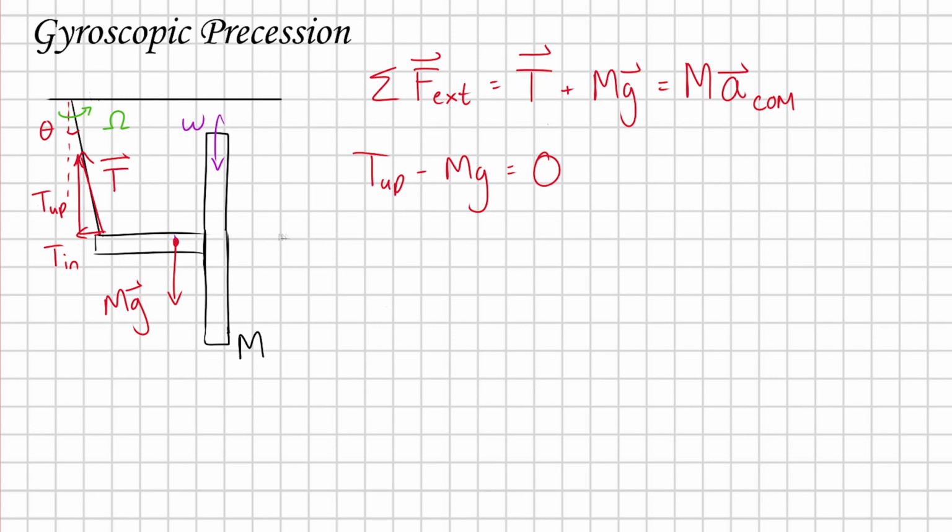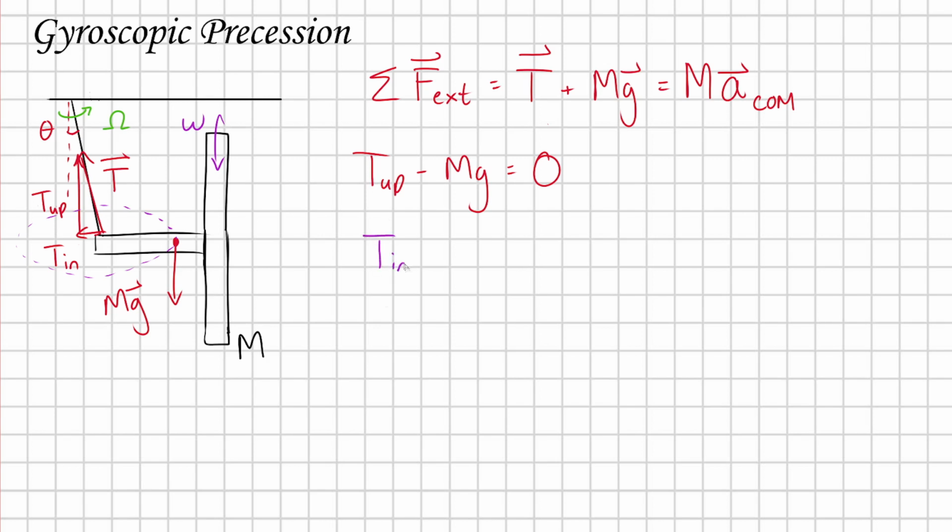As for T in, if I have this precessional velocity, capital omega, what's this point going to do? It's going to traverse a circle. And anytime that you have uniform circular motion, you need some sort of centripetal force. That's going to be provided by T in.